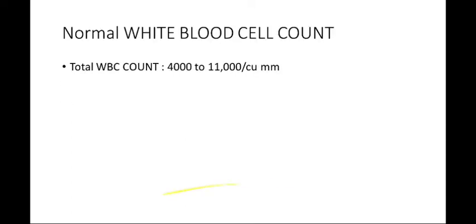Now we will see the normal WBC, white blood cell count. The total WBC count is 4000 to 11,000 per cubic millimeter of blood. The differential WBC count is: neutrophils 50 to 70%, eosinophils 2 to 4%, basophils 0 to 1%, monocytes 2 to 6%, and lymphocytes 20 to 30%.